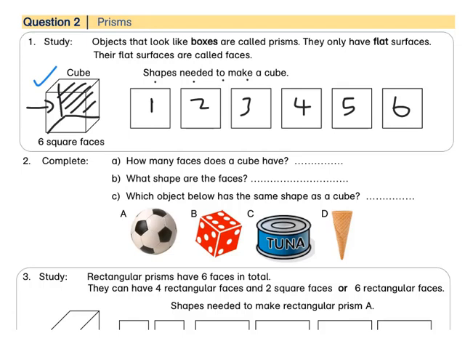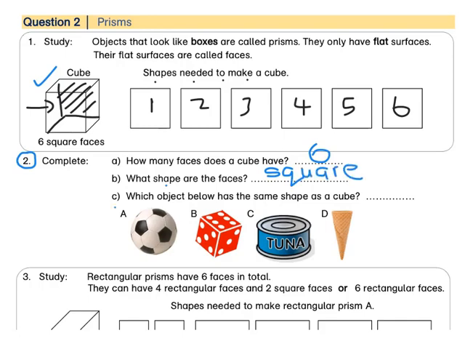It's your turn to press pause and complete 2 by yourself. When you are done, press play for the answers. For A, how many faces does a cube have? The answer is here. It has got 6 faces. What shape are the faces? They are all square. They are all identical squares.